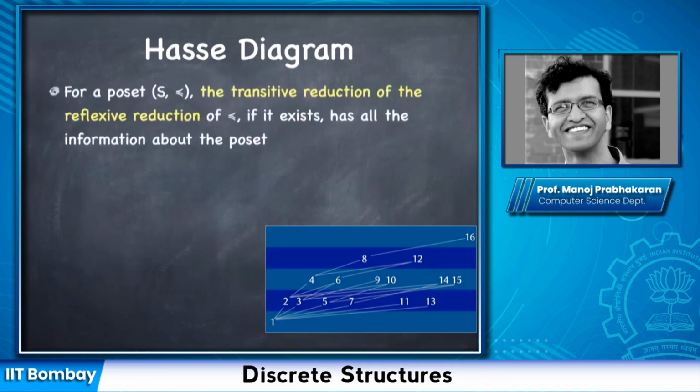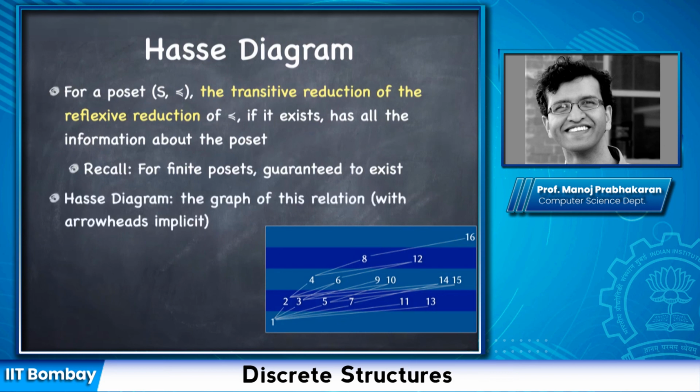Okay? So this idea that, to represent a poset or a partial order, you can simply look at its transitive reduction, or more precisely, the transitive reduction of its reflexive reduction. So you remove the self loops and you remove any edge that can be inferred from other edges. Right? If you remove all that, what you'd be left with is a transitive reduction, if it exists. And you can just look at the graph for that. Okay? For finite posets, it always exists. For infinite posets, it may or may not exist.